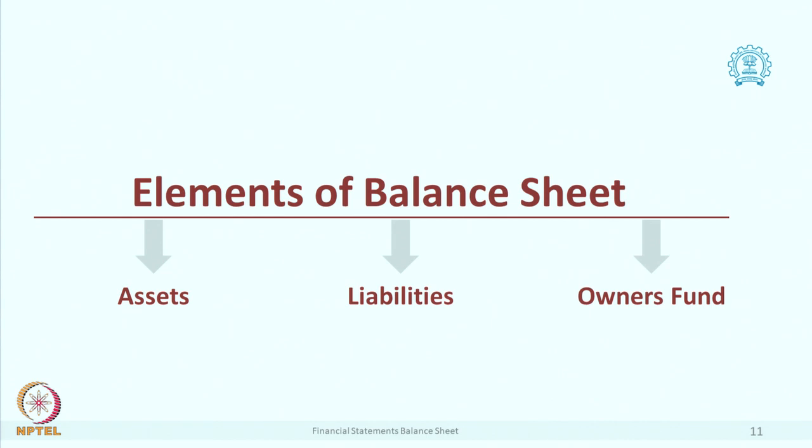Some of you might have many queries, don't worry, we are going to again discuss the assets. Taking each asset, we will discuss it in detail. Right now let us go ahead. So if you look at the elements of balance sheet, there are three parts. One is an asset, then it is funded by a liability, here I mean an external liability, or by the owners, which is called as owner's fund.